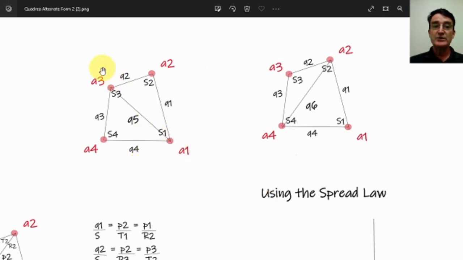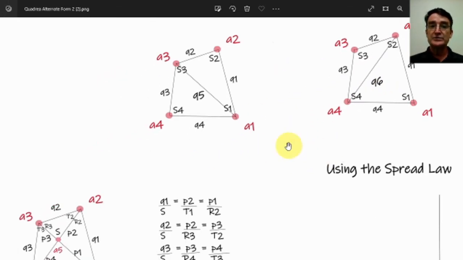And here we have a triangulation where we have a chord going from A1 to A3 with quadrance Q5, and over on the right-hand side here is an alternate triangulation of the quadrangle A1, A2, A3, A4, with a chord going from projective point A2 to A4, which has a quadrance Q6.